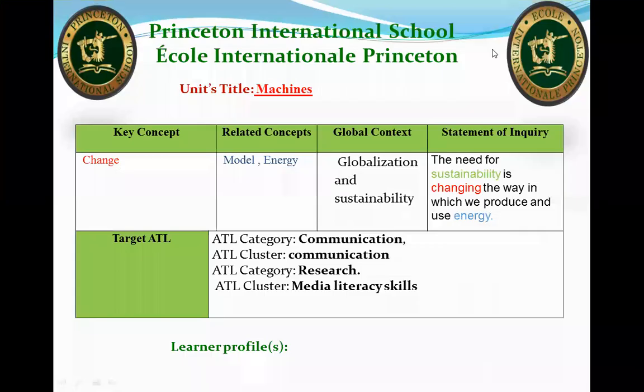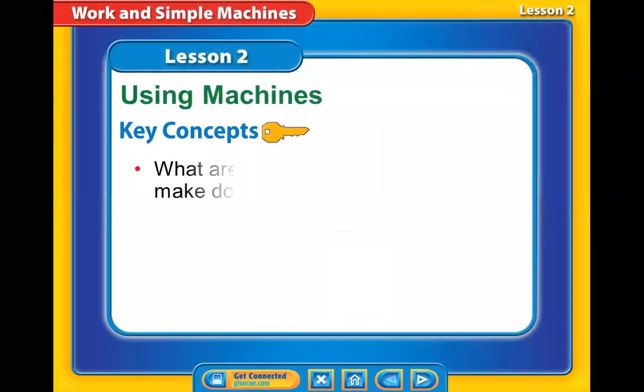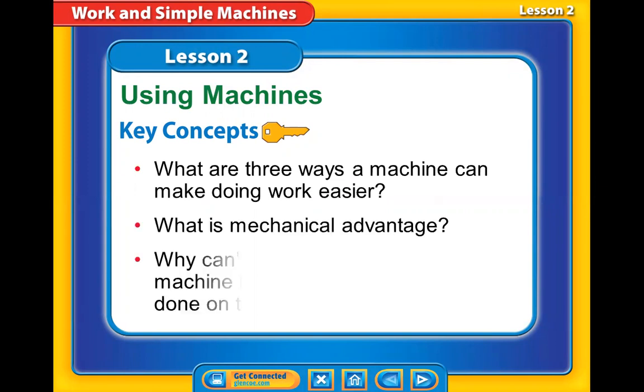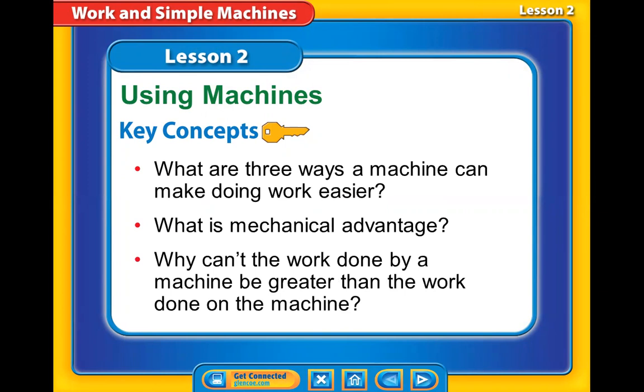Today we are going to introduce a new concept. It's called machines. But before we do this, we have to know some key concept questions. Number one, what are the three ways a machine can make doing work easier for us? Number two, what's mechanical advantage? Number three, why can't the work done by a machine be greater than the work done on the machine? Today we are going to introduce only key concept number one.